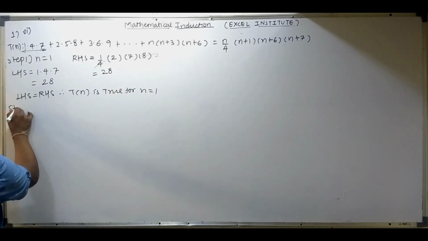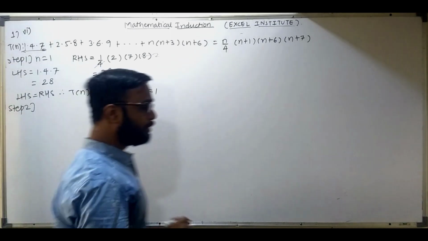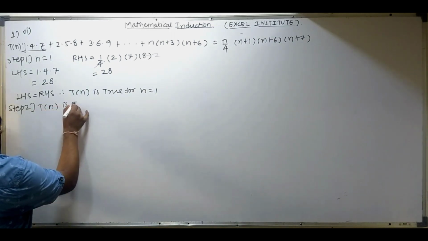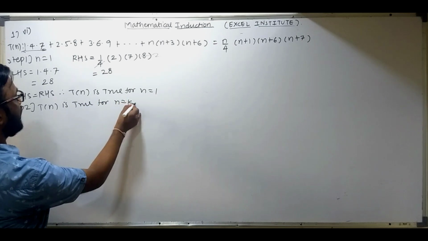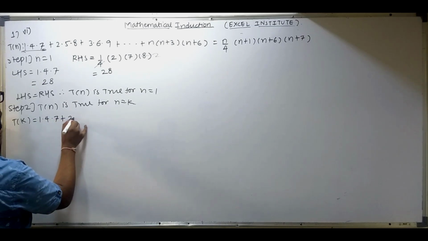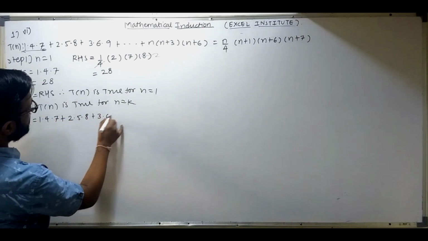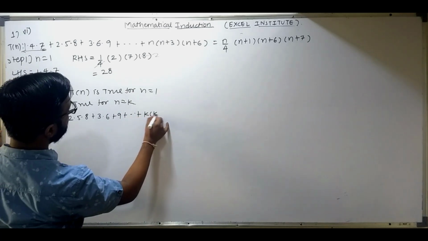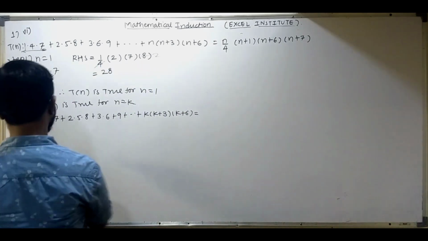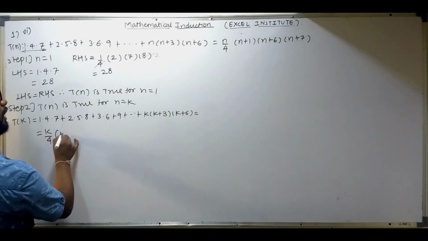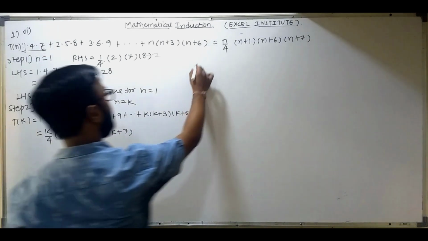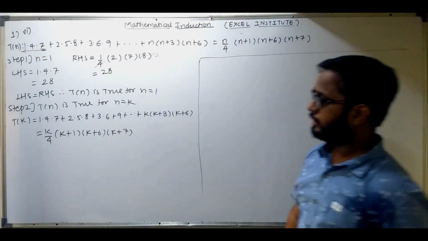Step 2 is always an assumption, beta. What assumption do we make? That T of n is true for n equal to k. So replace n by k: 1 into 4 into 7, 2 into 5 into 8, 3 into 6 into 9, up to k into k plus 3 into k plus 6 is equal to k by 4, k plus 1, k plus 6, k plus 7. Okay, this is step 2. Step 2 is always an assumption.